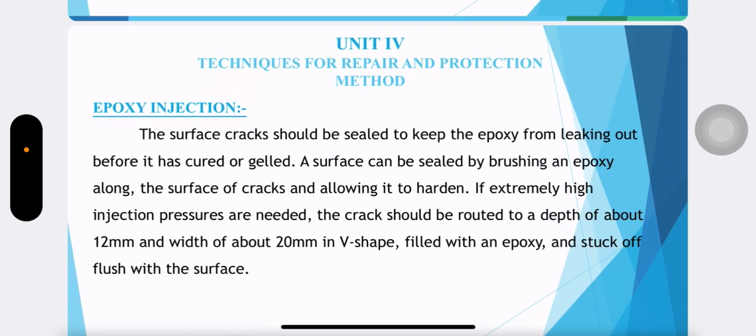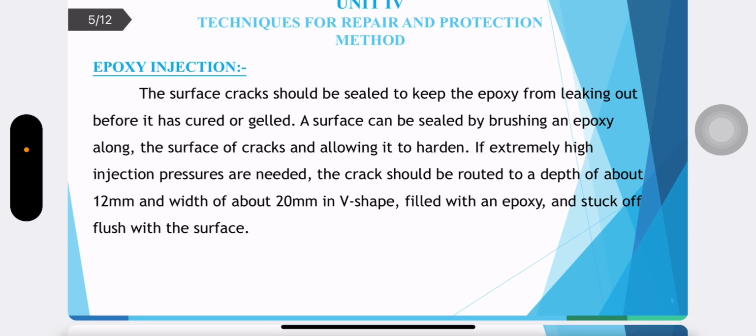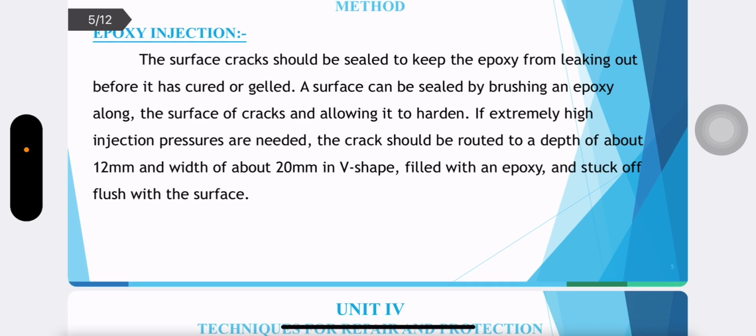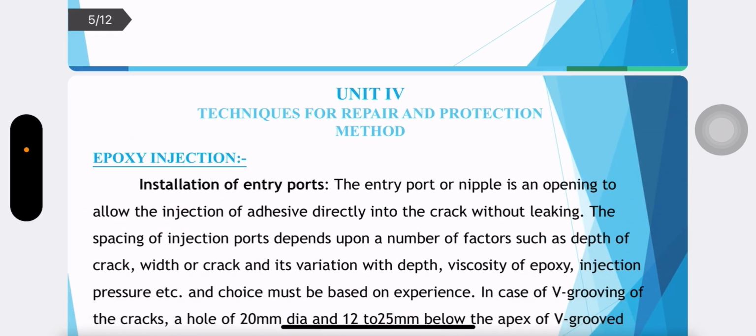And the second one is epoxy sealing. The surface cracks should be sealed to keep the epoxy from leaking out before it has cured or gelled. The crack should be routed to a depth of about 12 mm and a width of 20 mm in a V shape, filled with an epoxy and struck off flush with the surface.